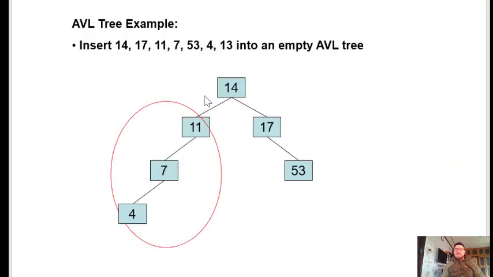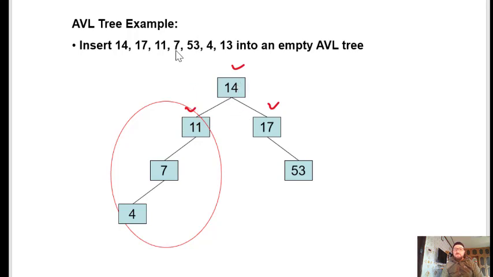So this is our next example here. We've got 14, 17, 11, 7, 53 and so on. We put up the 14 here. Then 17 on the right of it, then 11 on the left of it. Until this time, if you see, the balance factor is 0, 0, 0.